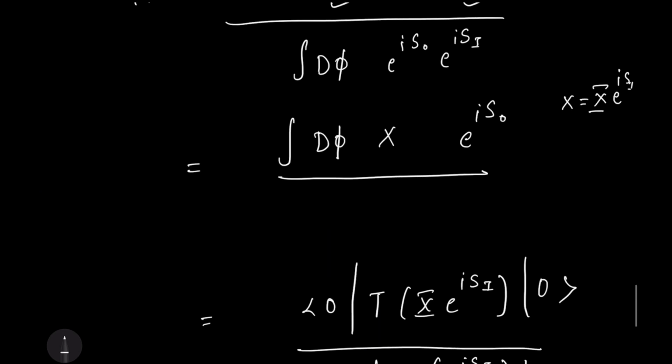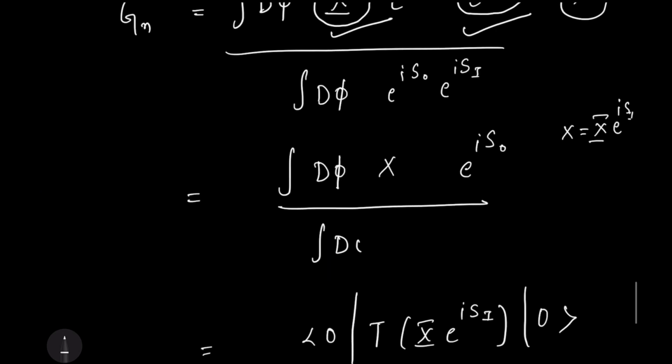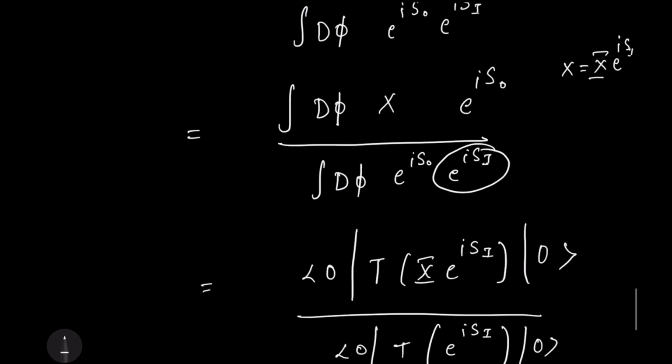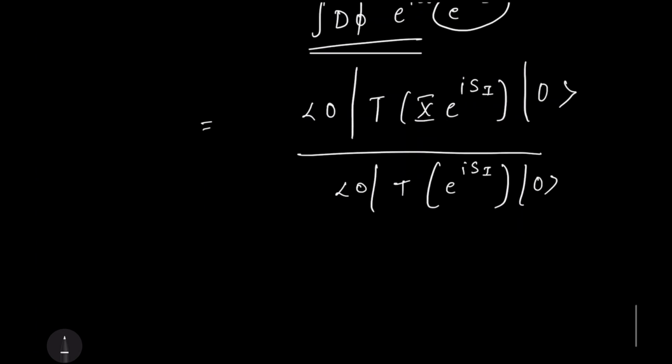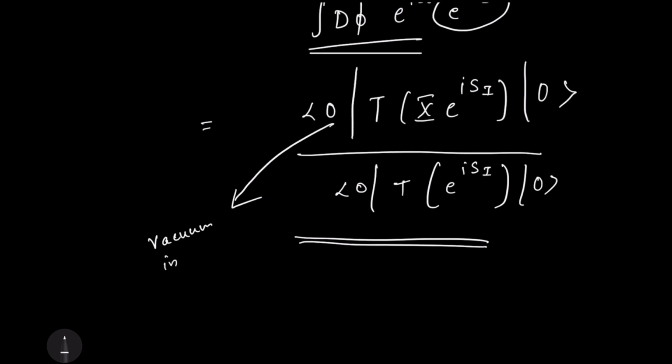So here also I have the integral D phi, right? So this e raised to iS_0 e raised to iS_I, I can treat this as a new function, and the remaining thing will be the time ordering in the vacuum, the ordinary vacuum. So I can write like this. So here this is the vacuum in free theory.